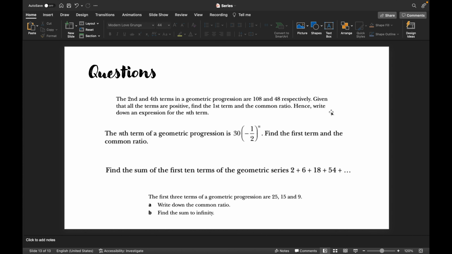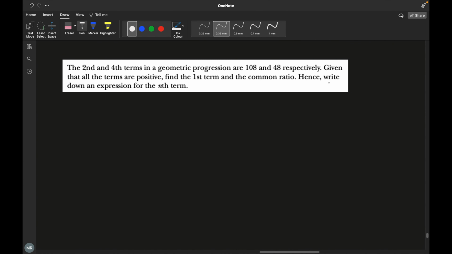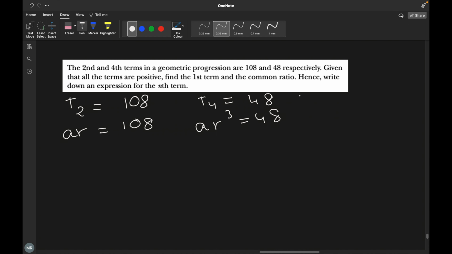The second and the fourth terms in a geometric progression are 108 and 48 respectively. So let's write that down. T2 is 108. We know that T2 is ar, so ar is 108. And the fourth term T4 is 48. So we know that a into r to the power of 3 is 48. Given that all the terms are positive, find the first term and common ratio. Okay, so let's find that first.